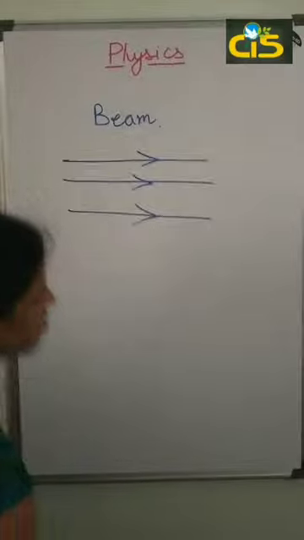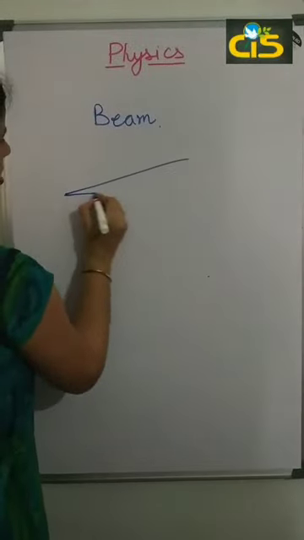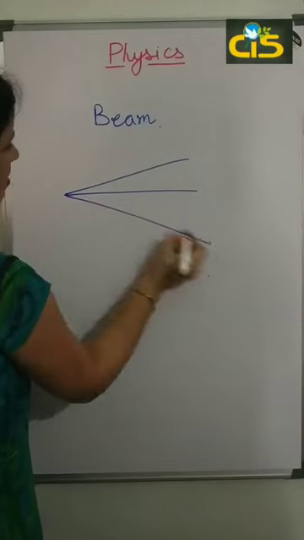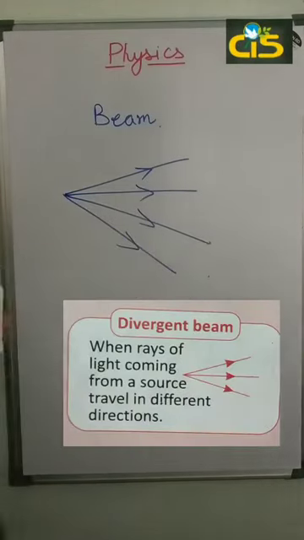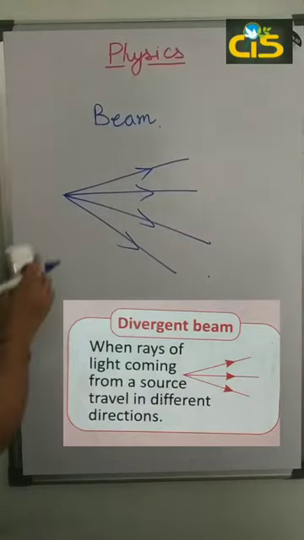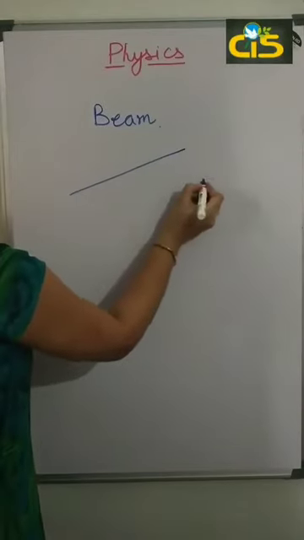Okay. These are the divergent beams. Just see here. Okay. And these are the convergent beams.